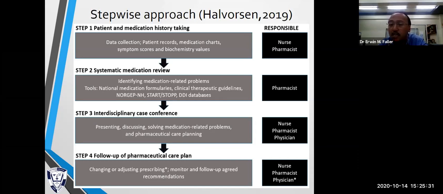If the pharmaceutical care plan is approved or amended, you need to monitor and follow up if there is an agreement between two or three parties, a tripartite agreement between the nurse, pharmacist, and physician with regards to the plan. It will not be successful if only one person, the pharmacist, works on it. There should be a collaborative approach.